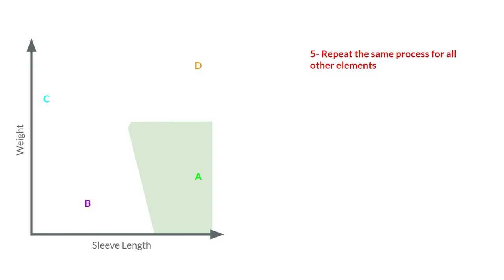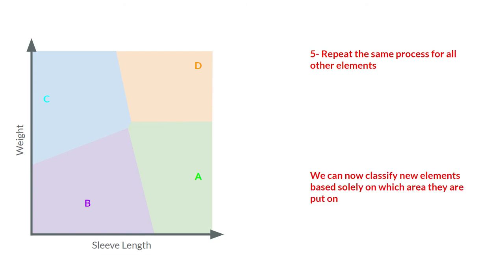From here, we repeat the same steps for each of the other centroids. In the end, we will have a diagram that looks like this. Each color corresponds to points that are closer to one of the centroids. All points in the purple area are closer to B. All points in the blue area are closer to C. And all points in the orange area are closer to D. Now, we can classify new elements by putting them in this diagram and checking which area they fall into.